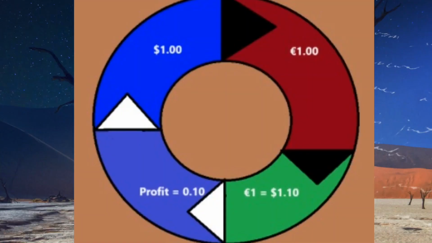Let me give you an example. Assuming you exchange $1 for €1 today, tomorrow that euro becomes worth $1.10. When you sell it back, you've made a profit of 10 cents. Forex traders do this, but on a much larger scale. Trillions of dollars are traded daily.